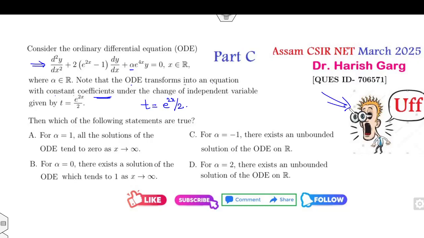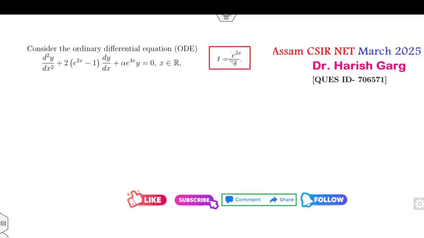How can you solve this? So let's firstly see this is the transformation. Let's firstly find the value of dy by dx so that I can change this differential equation into constant coefficients. So how can you solve that? It is dy over dt into dt by dx, that will be e raised to power 2x.